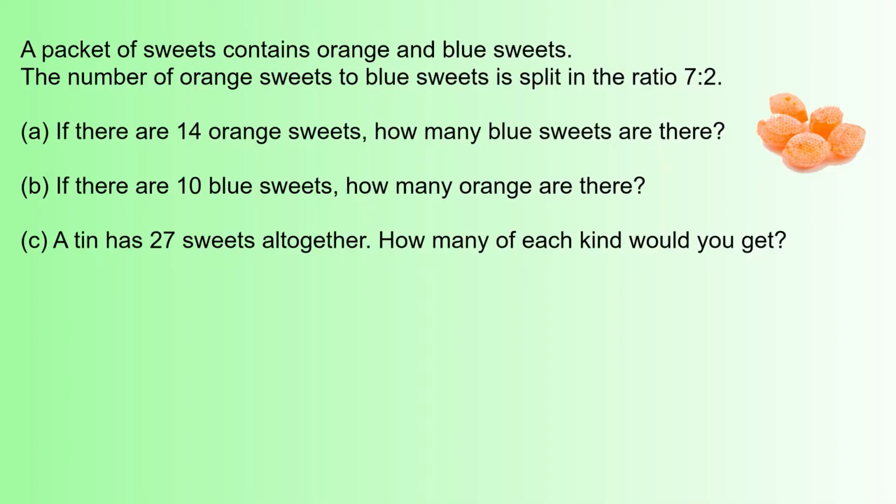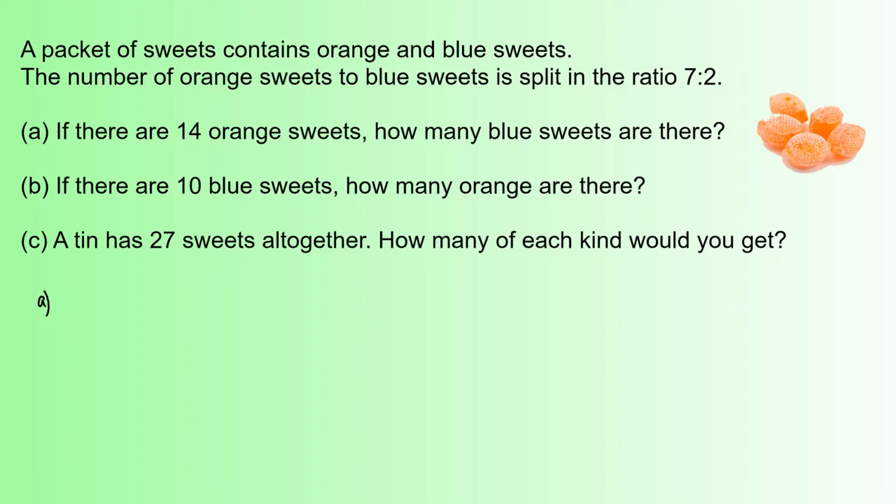Okay, let's look at another example. A packet of sweets contains orange and blue sweets, and it's saying the number of orange sweets to blue sweets is split in the ratio 7 to 2. So we've got a 7 to 2 ratio here, and that's again fully simplified. So we're going to look at the first question. If there are 14 orange sweets, how many blue sweets are there?